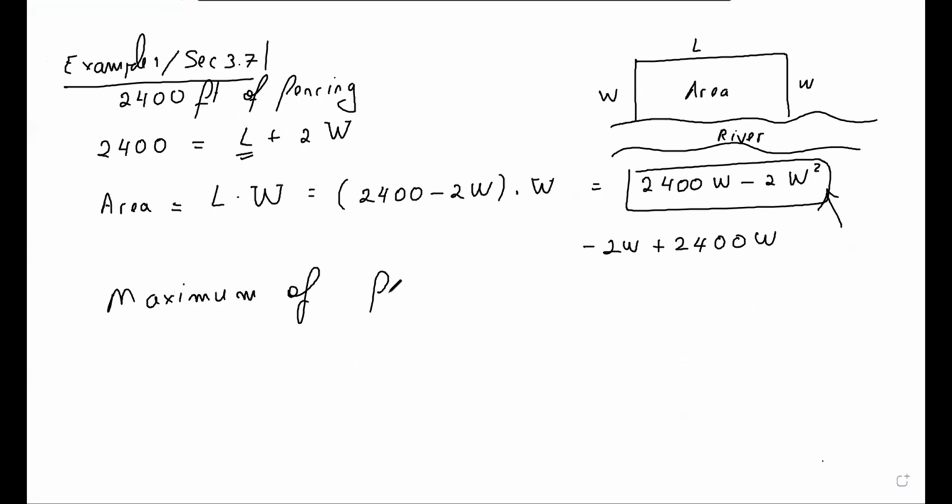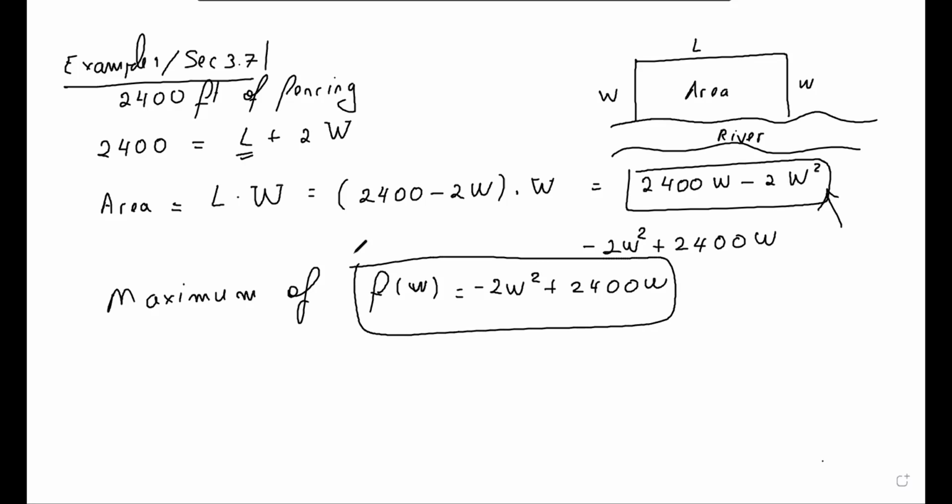We're going to calculate the maximum of this function f of w equal to negative 2w squared plus 2,400w. And to do that, folks, we use derivatives like we learn in calculus. That's pretty much the whole point of this lesson. That will tell me that f prime of w is equal to the derivative, and I'm going to find out where that is 0. That's going to be sufficient in this case.